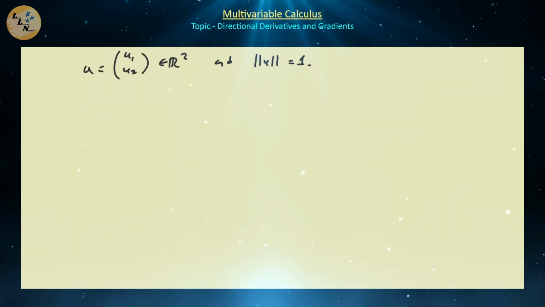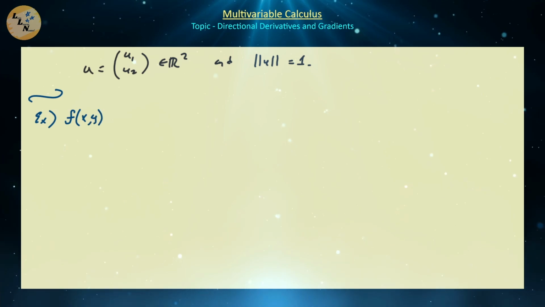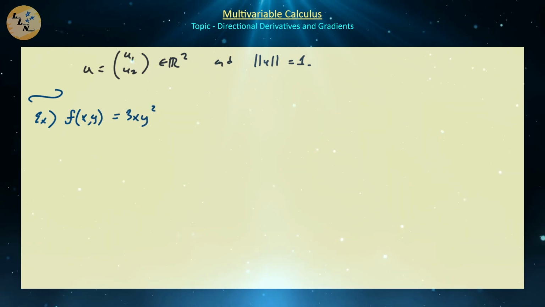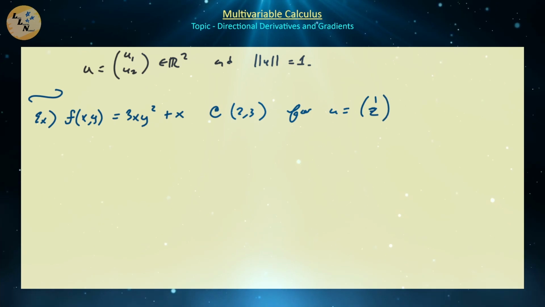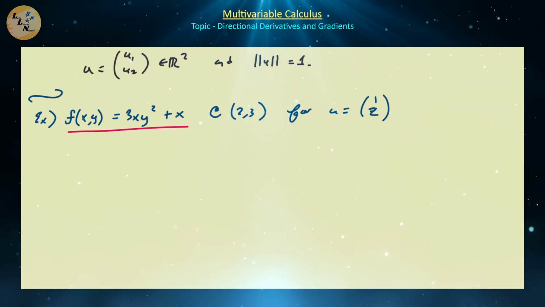So let's just do the same exact example as I just did, but with this formula, and you're going to see that this is so much more efficient. So let's just bring it back. f(x,y) was equal to 3xy squared plus x, and we were evaluating this at the point 2, 3 for the vector u, which is equal to 1, 2. So let's first take the first partials, partial with respect to x and partial with respect to y, and see what we get.